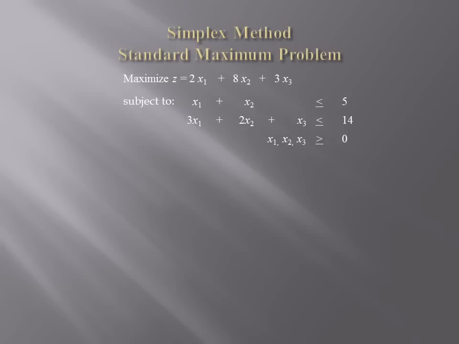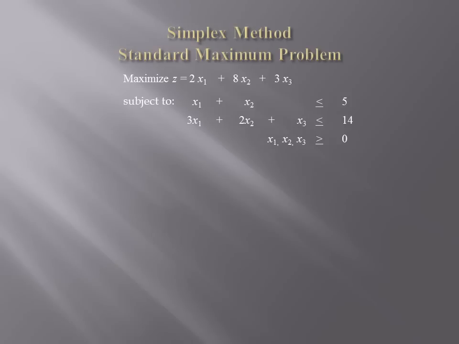This lesson illustrates how to solve a linear programming problem using the simplex method. This is a linear programming problem with three variables, x1, x2, and x3. We don't count the z. And two constraints. The constraints are x1 plus x2 is less than or equal to 5, and 3x1 plus 2x2 plus x3 is less than or equal to 14.